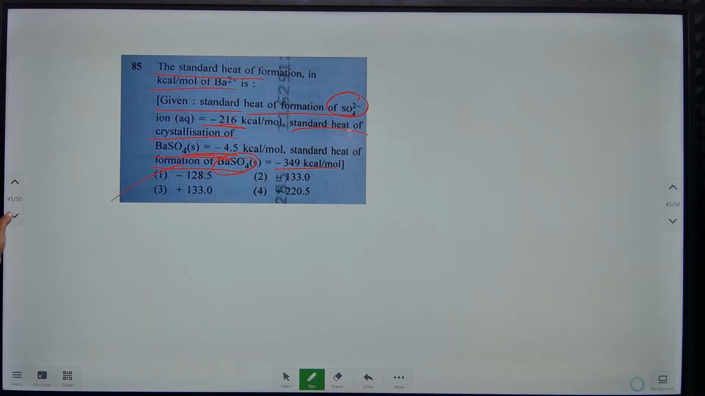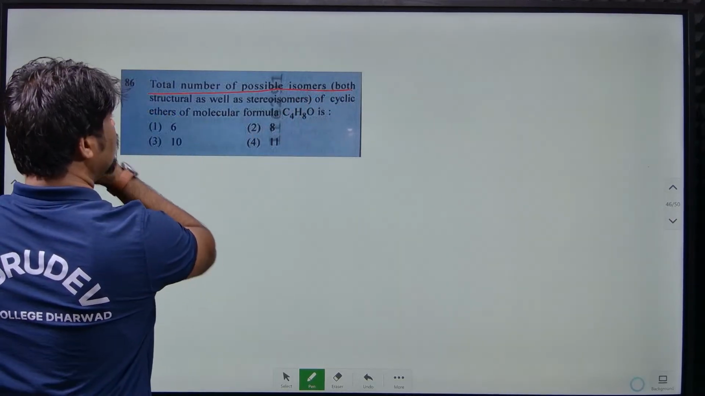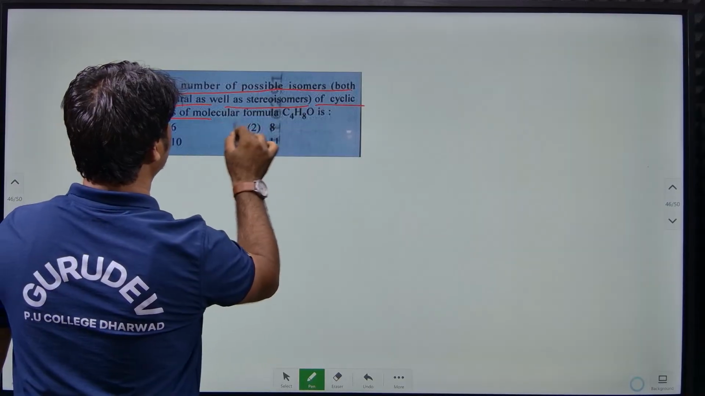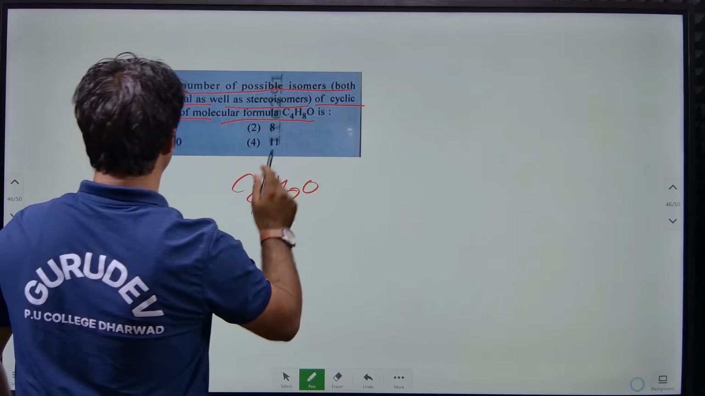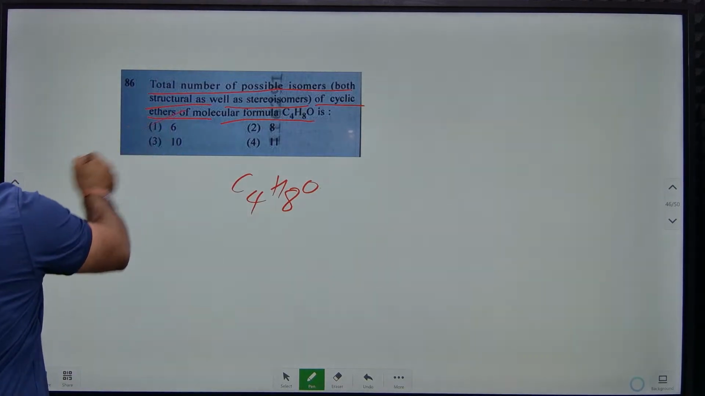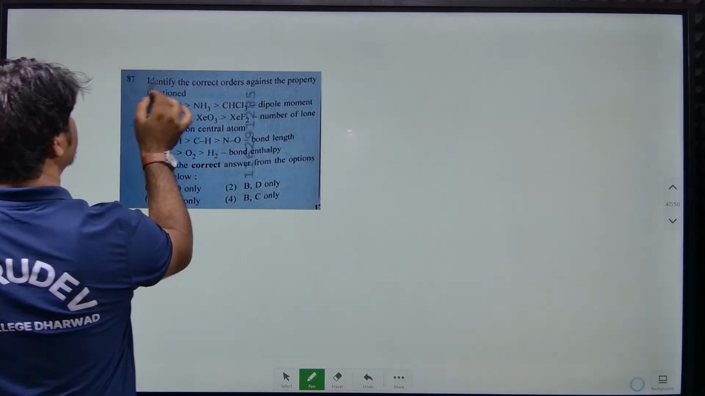Well, dear students, go to the next problem then. The total number of possible isomers, both structural as well as stereoisomers, in cyclic ethers of molecular formula C4H8O. For this one, I get 6 possible isomers. Well, go to question number 87.